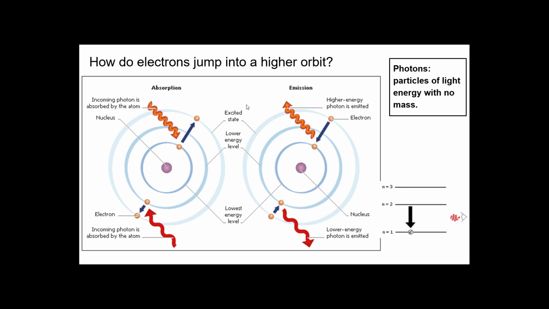Once it gets down to the ground level, that means that photon energy is gone. That's the emission part. It's gone. Electrons absorb or emit energy only when changing levels. That's pretty self-explanatory. Energies increase as distance from the nucleus increases, so the energy gets higher as it goes out on energy levels.